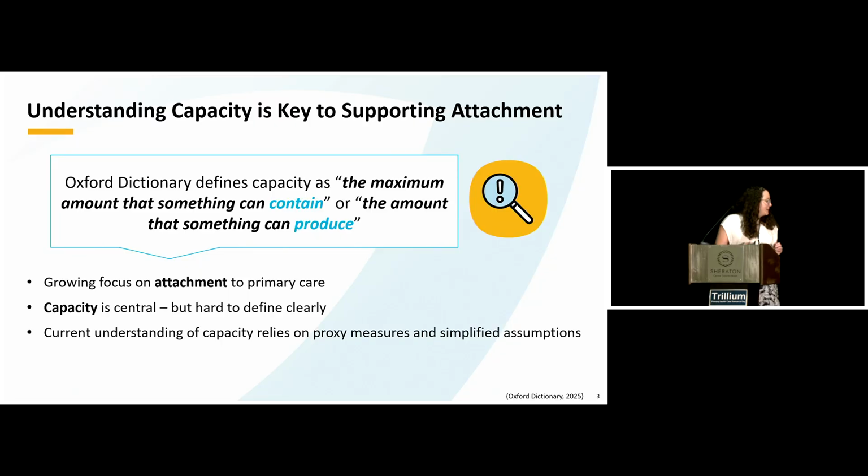Sorry, I'm a prof, so I like to walk around while I talk. So understanding capacity is key to supporting attachment. As you're aware from Dr. Philpott and probably many news articles, the focus in Ontario right now is on attaching 100% of patients to primary care by 2029. An essential matter we need to address to do that is understanding capacity. The Oxford Dictionary defines capacity as the maximum amount that something can produce or contain.